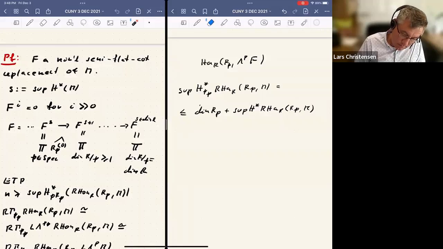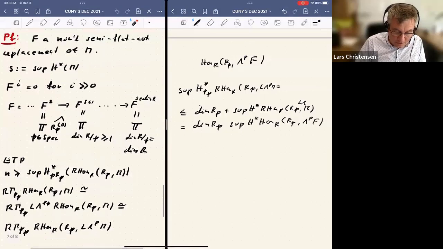And now I know what the complex that I'm estimating the cohomology of looks like, because this is just the cohomological supremum of Hom over R, R_P of, of course this M here should in both cases be lambda of M. And so this thing here is just lambda P applied to F.